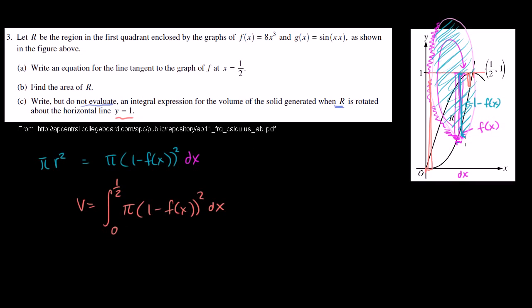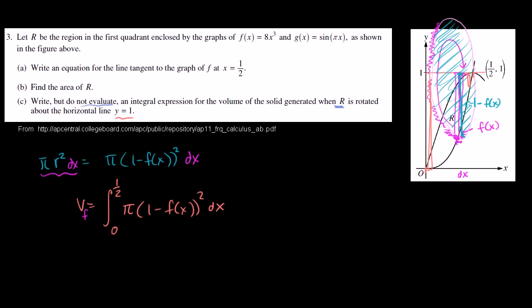This is the volume if I were to just rotate f of x around y is equal to 1. And actually I should just write dx here. And so this expression, I just did that so they really are equal. This is obviously just the volume of each of those disks. So this is the volume if I were to take f of x around y equals 1. Let me call this volume of f of x.